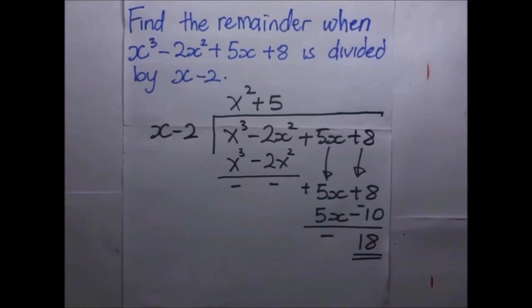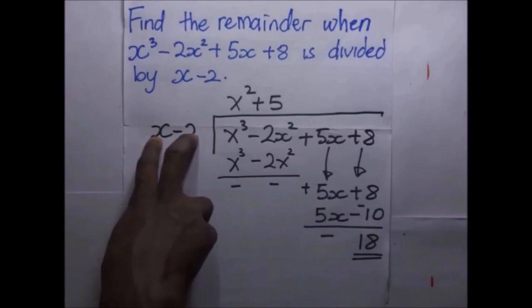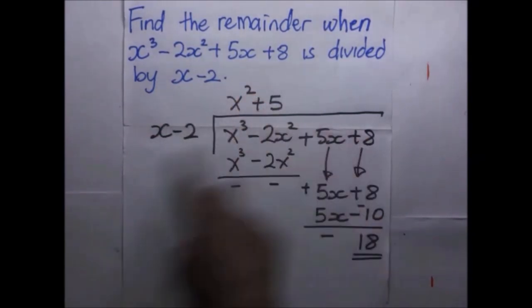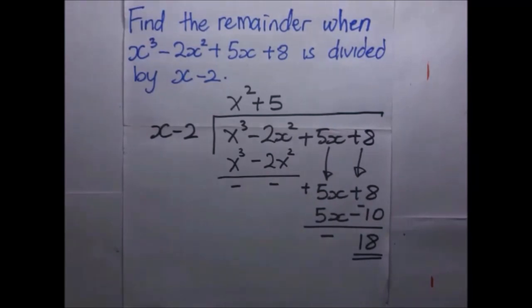So it means that our remainder will be 18. Our divisor is x minus 2, and our quotient is x squared plus 5, and this is going to be our polynomial. So now, take note that the division will end when the remainder has a degree that is less than the divisor. That is when it will end.